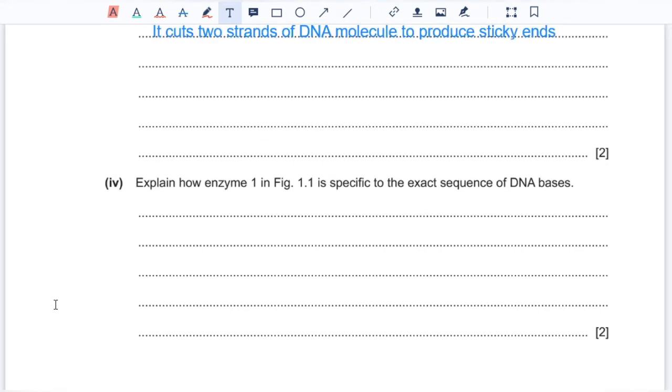4. Explain how enzyme 1 in figure 1.1 is specific to the exact sequence of DNA bases. So enzymes are specific to their substrates in that the shape of the active sites of the enzymes are complementary to their substrates. So similarly over here, the active site of the enzyme in figure 1.1 is going to be specific to the DNA base sequences as shown in the figure.